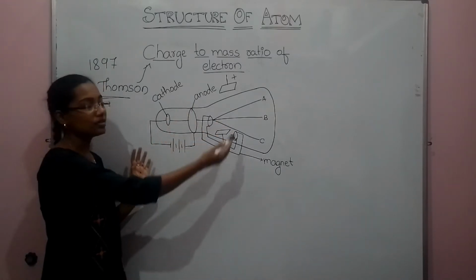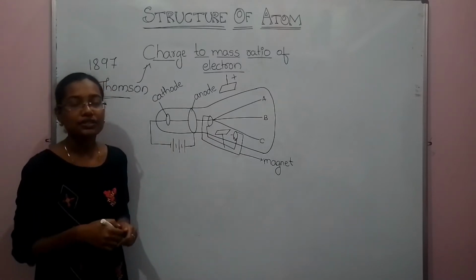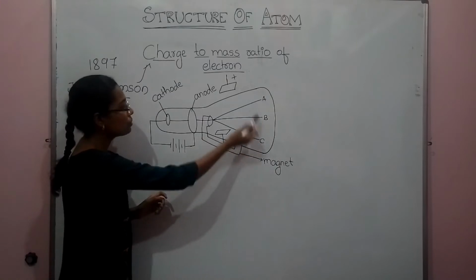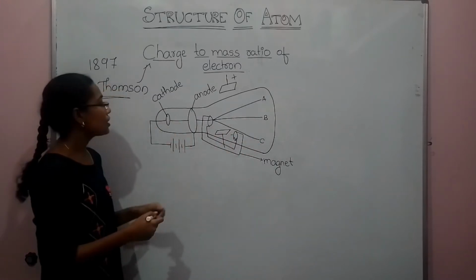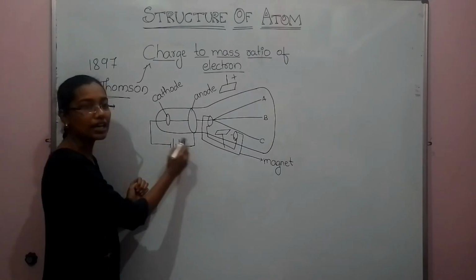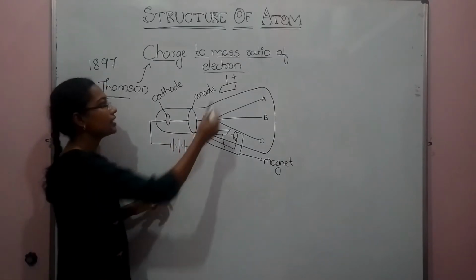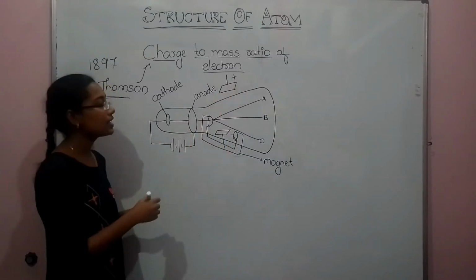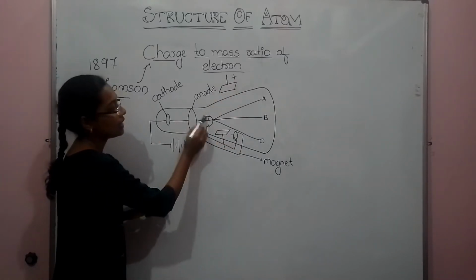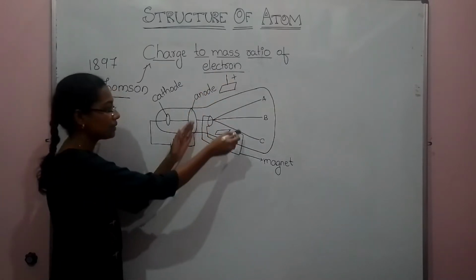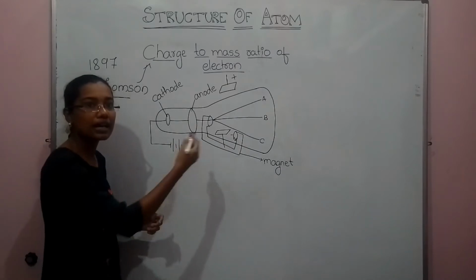This is what we have seen in our last video to know the charge of the electron. This is the glass tube and these two are the electrodes. This is the cathode electrode and this is the anode electrode, which are connected to the high voltage supply. And here are the electric plates, and this is the magnet. These electric plates are used to apply the electric field and this magnet is used to give the magnetic field.